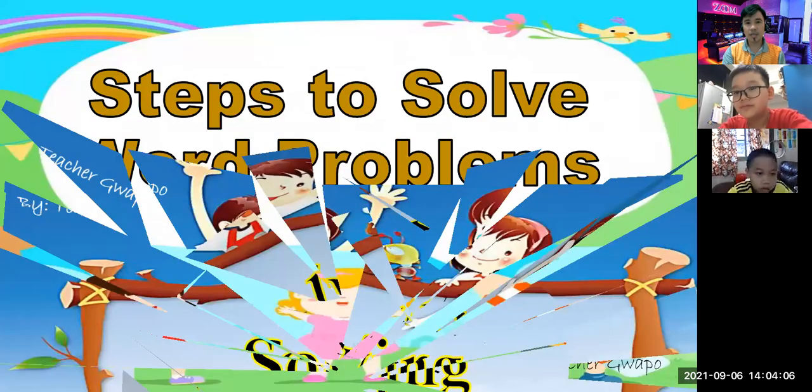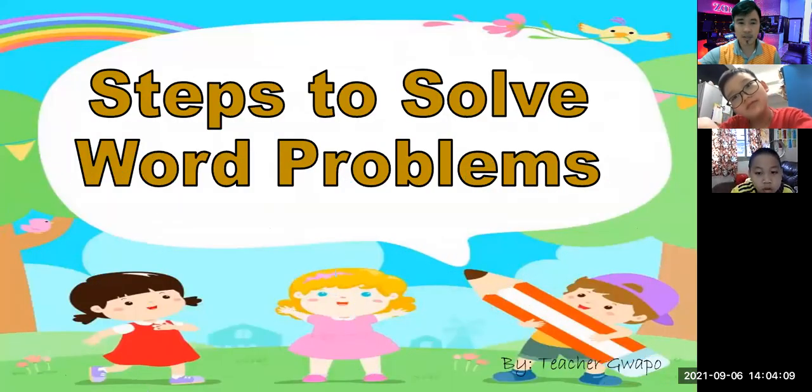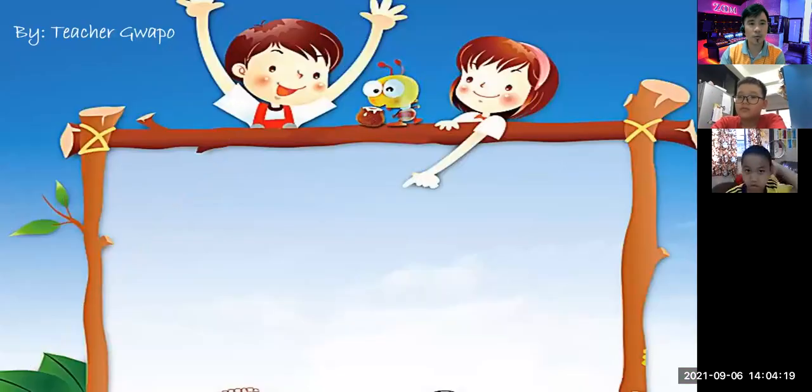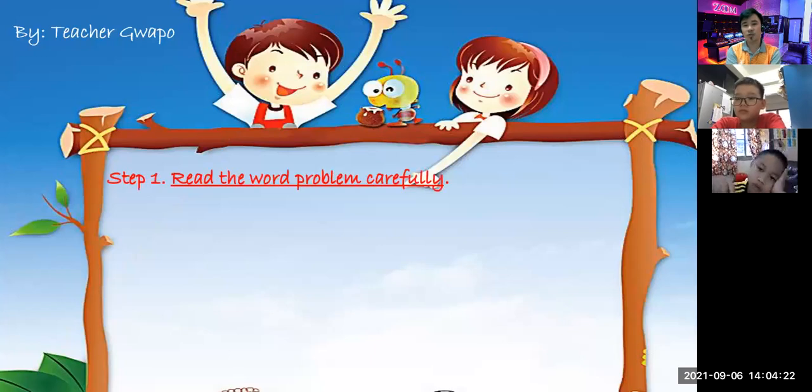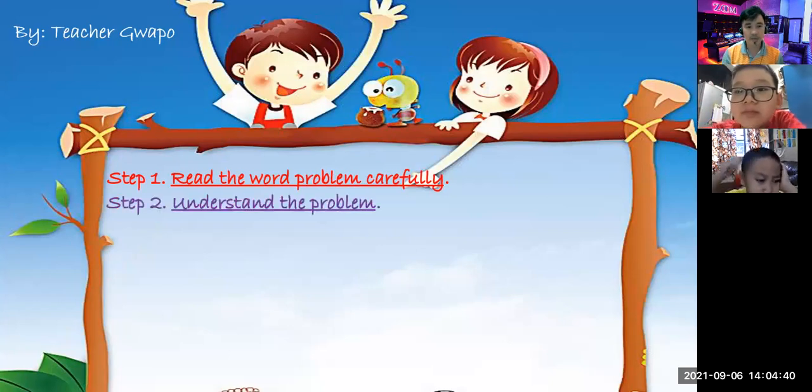Now, here are the steps to solve word problems. There are 5 steps, but the most important are steps 1 to 4. Step number 5 is for checking. Step number 1, of course, in a word problem there are words, so you have to read the problem. In your book, on page 45, you can see the example about the number of eggs. So you have to read it carefully. And then step number 2, you have to understand the problem.